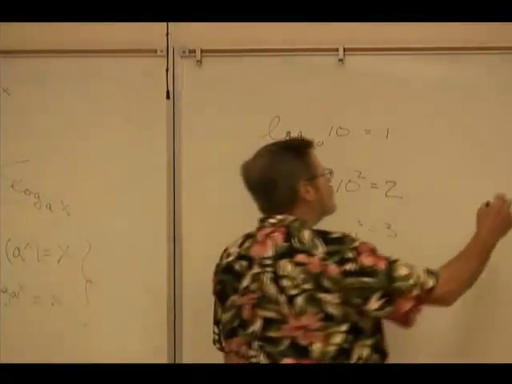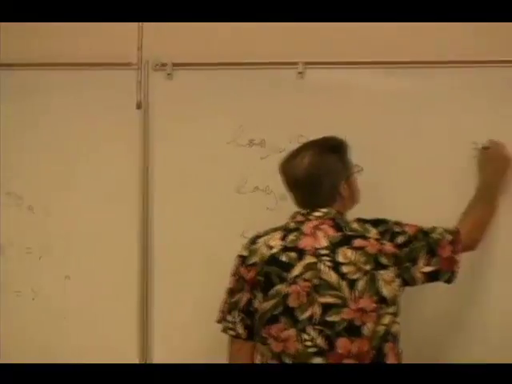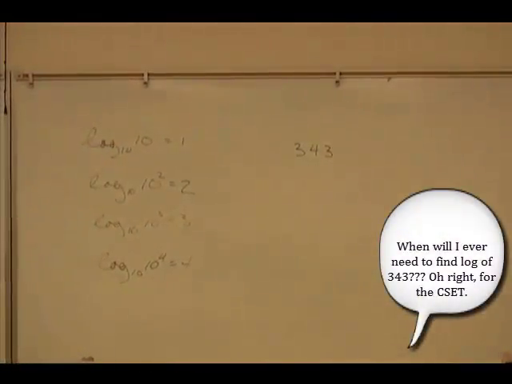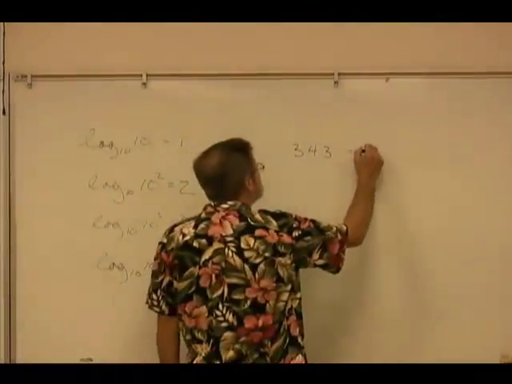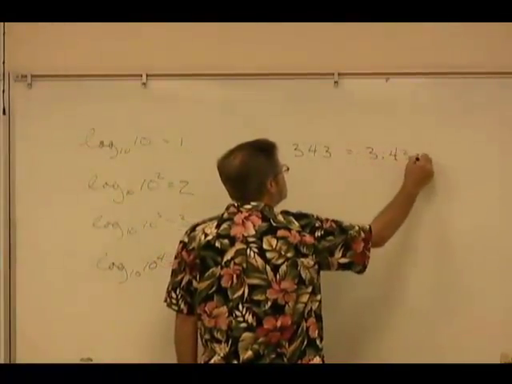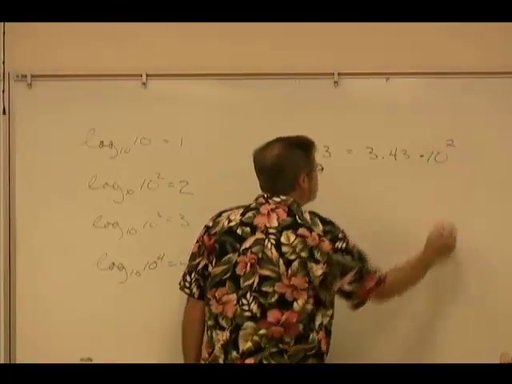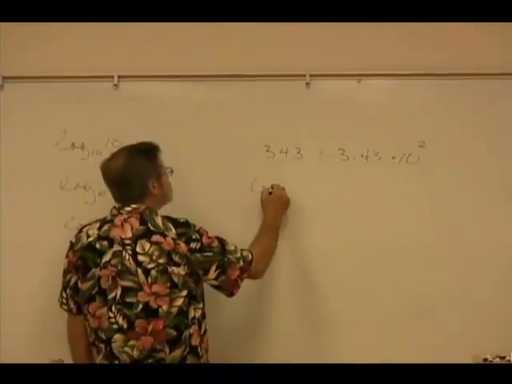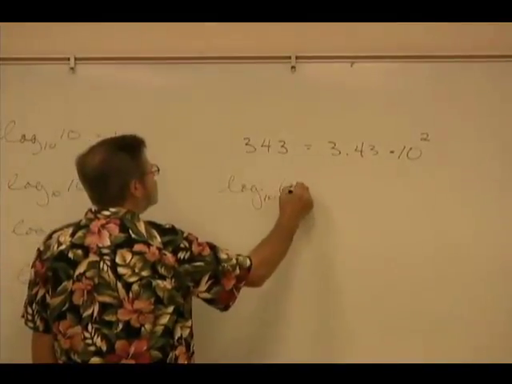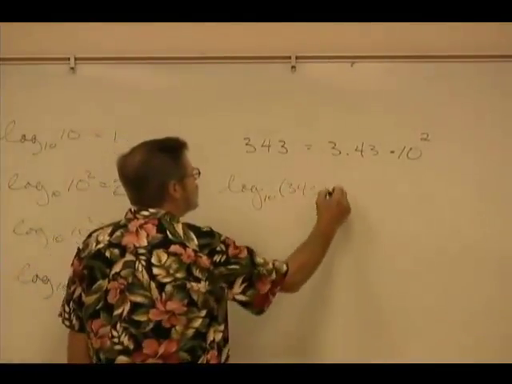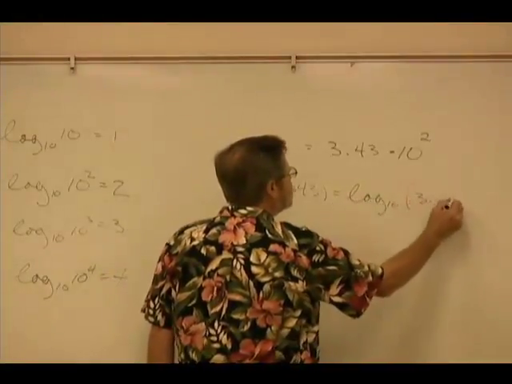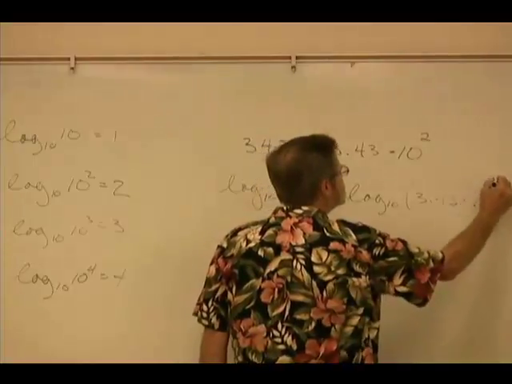So, if I look at a number like 343, I could write 343 as 3.43 times 10 squared. And then write log to the base 10 of 343. It's log to the base 10 of 3.43 times 10 squared.